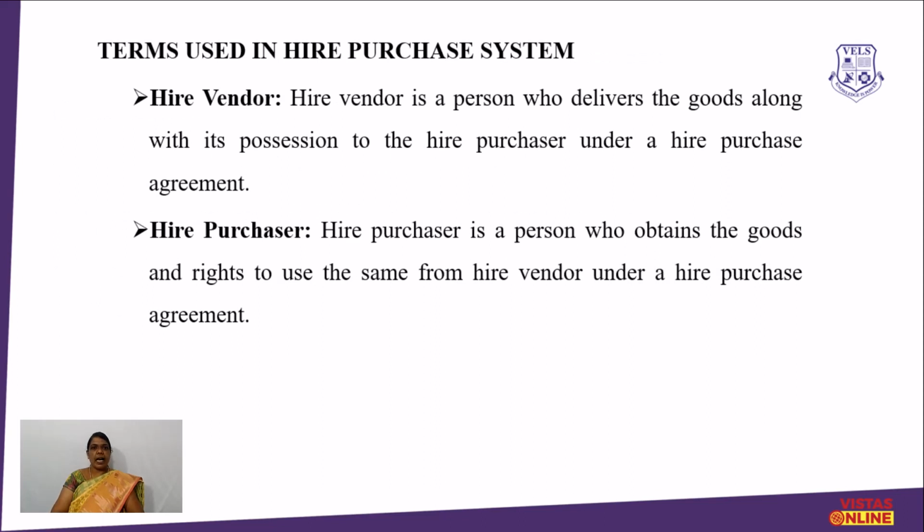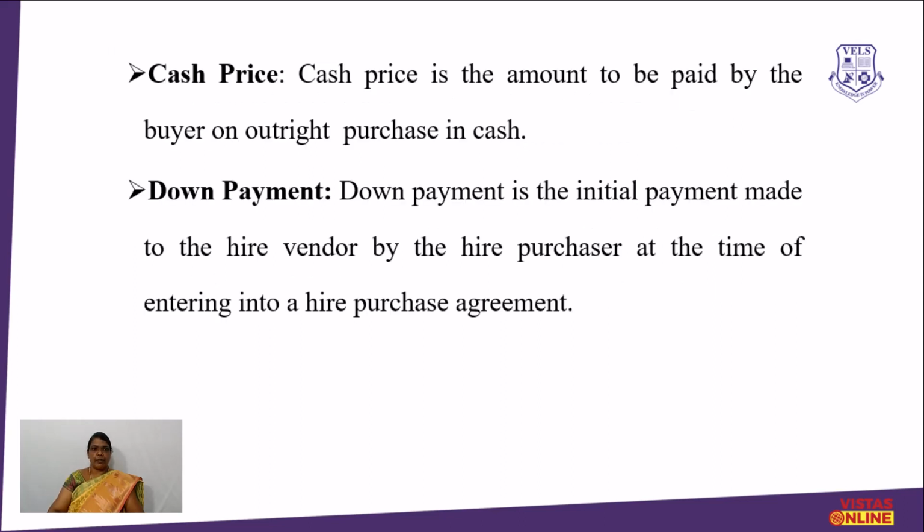The first one, hire vendor. Hire vendor is a person who delivers the goods along with their possession to the hire purchaser under a hire purchase agreement. Then hire purchaser. Hire purchaser is a person who obtains the goods and rights to use the same from the hire vendor under a hire purchase agreement.